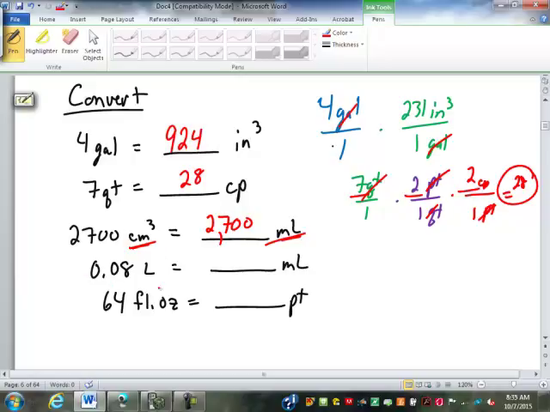0.08 liters is how many milliliters? On the chart, from liters to milliliters is 3 spots to the right. So the decimal point goes 1, 2, 3 spots to the right. That's 80 milliliters.